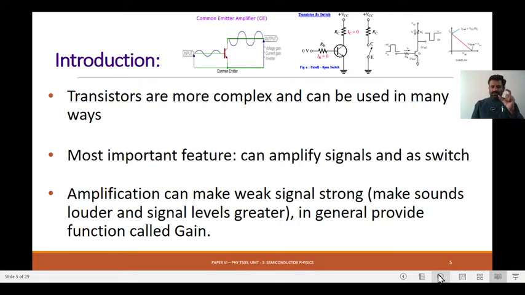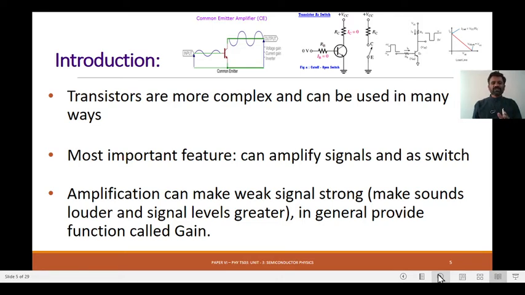Specifically, transistors are very complex because of how they are used, they will act accordingly. Hence, they are the most complex and can be used in many ways, by making the emitter common, by making the base common, or the collector common. It can be used for huge applications, like a switch, like an amplifier. That is the main important feature of a transistor.